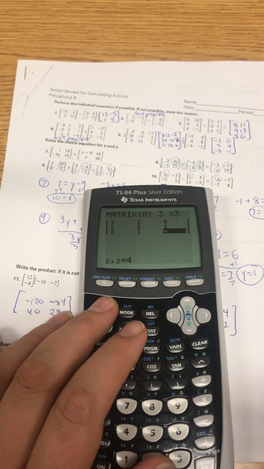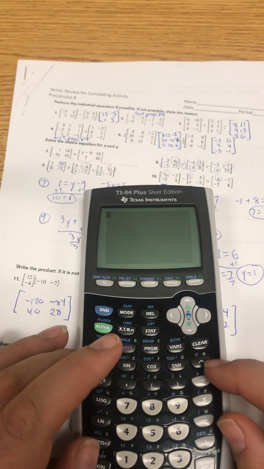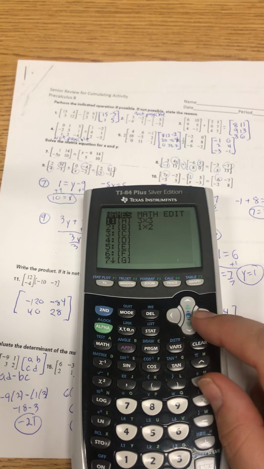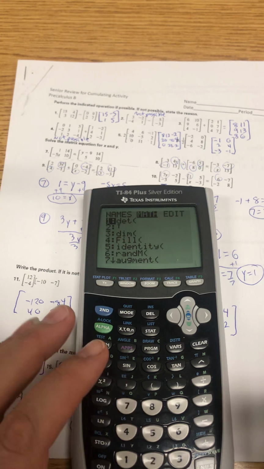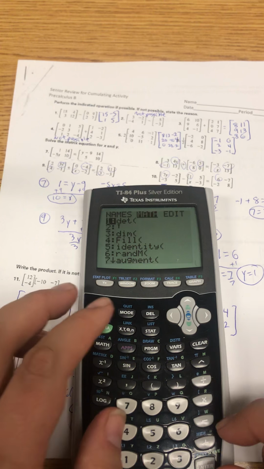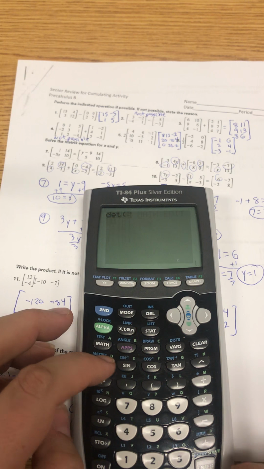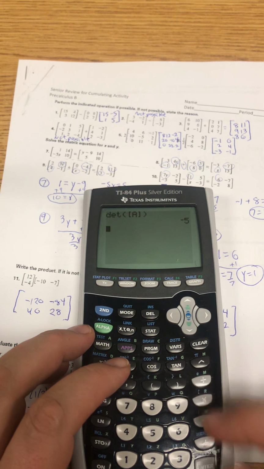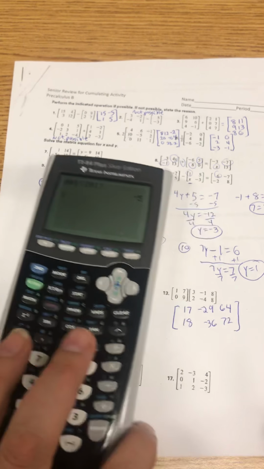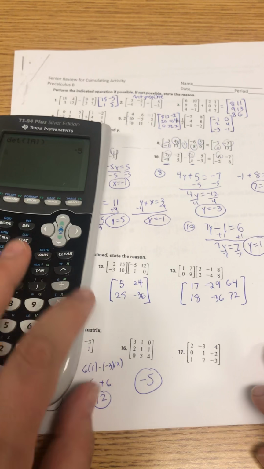Now, again, whether it's a 2 by 2 or 3 by 3 matrix, these are done the same way. If we go back into matrix, so second x inverse, go to math and go to number 1, which is the determinant. We need to do the determinant of matrix A. So second matrix, under names, pick number 1, and it tells you that that is negative 5. So the determinant of this 3 by 3 matrix for number 16 is negative 5.